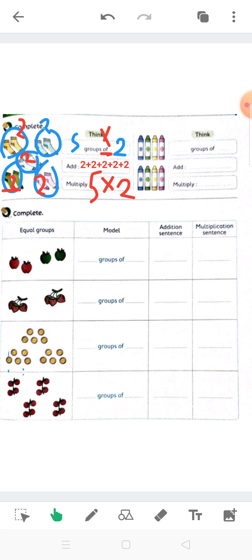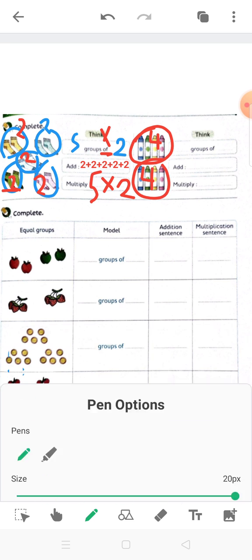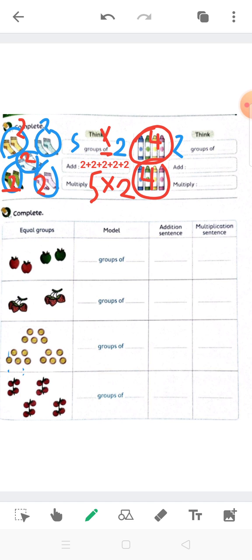Let's see the next one. How many groups do we have? I've got 1, 2 groups of crayons. How many in each group? I've got 4 crayons in each group. How many groups, or how many circles? I've got 2. Each group has got what? 4 crayons. So it's 2 groups of 4.